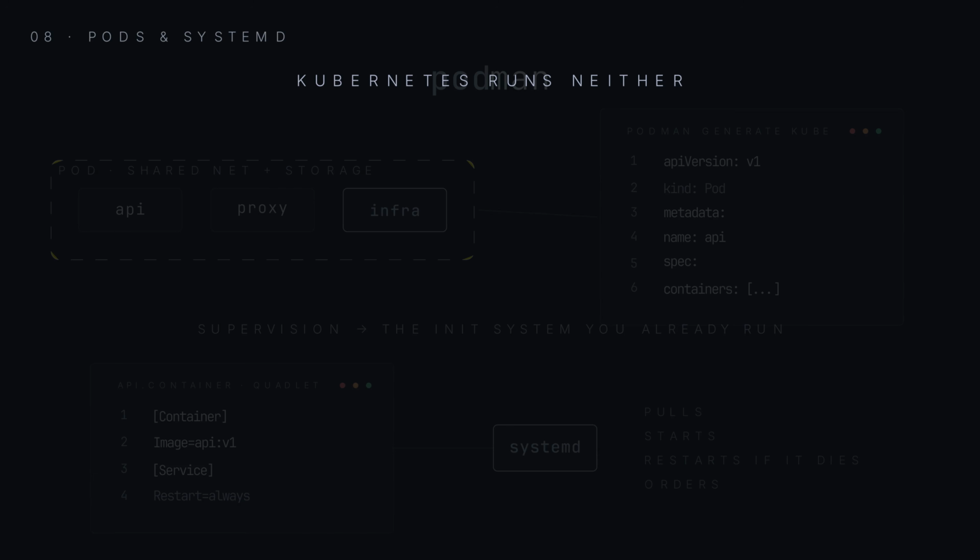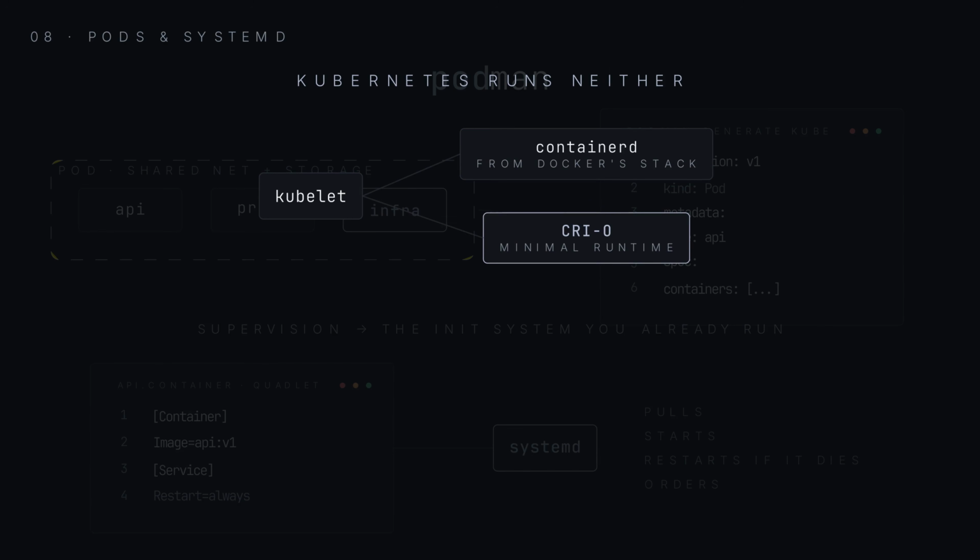Kubernetes itself, notably, runs neither Docker nor Podman directly. Its nodes talk to containerd, the same lifecycle manager from Docker's stack running on its own, or to a minimal runtime called CRI-O, which shares its underlying libraries with Podman.